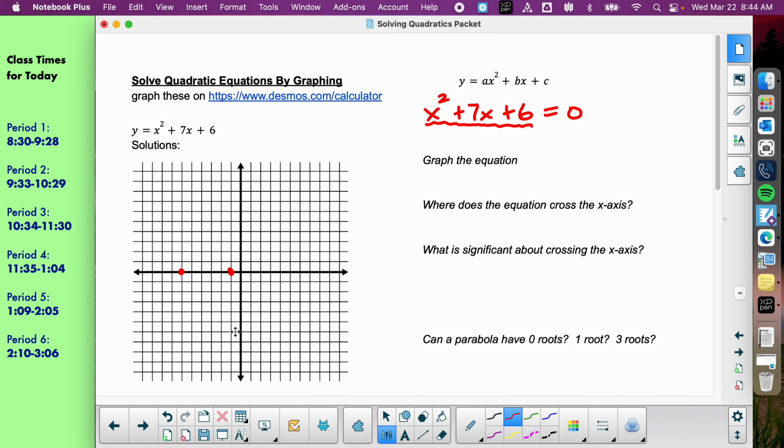I'm not actually worried about the vertex at all today. Sometimes the vertex absolutely has a purpose, and it just kind of depends on what you're looking for. Today we only care about where it crosses. So I'm just going to kind of make my drawing just from these 2 points. Okay, so it says graph the equation. Yep, we got that done. Where does the equation cross the x-axis?